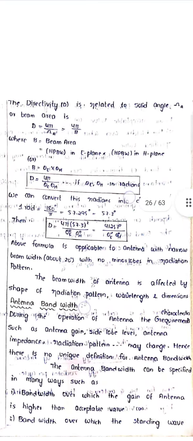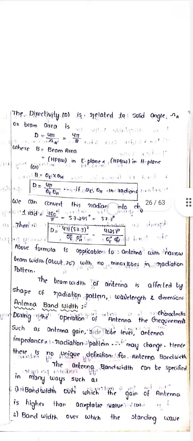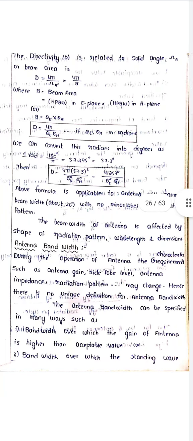This expression is applicable only when the radiation occurs in less than 20 degrees, meaning the beam width is less than 20 degrees. There will be no minor lobes in the radiation pattern. The beam width of an antenna is affected by the shape of the radiation pattern, the wavelength and dimensions.